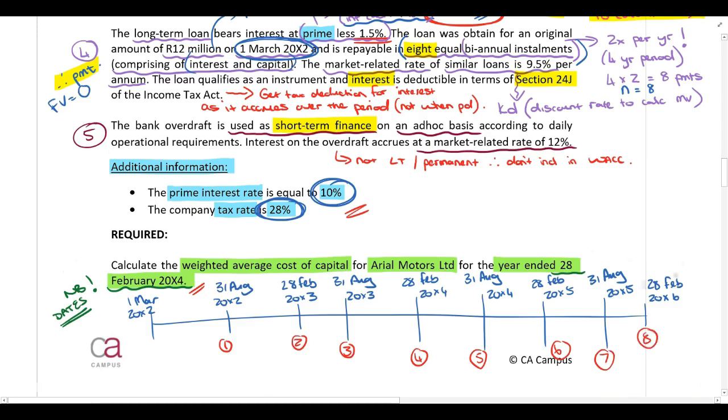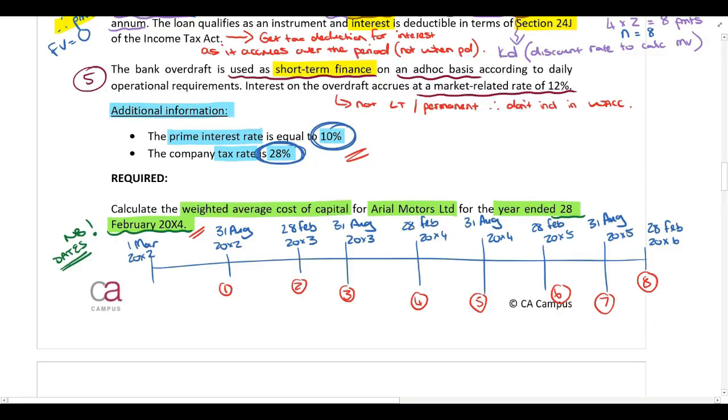We are calculating the weighted average cost of capital at the 28th of February 20x4. So at this point in time over here, we've already made 4 payments, and there are only 4 payments remaining. What are my future cash flows? Cash flow 5, 6, 7, and 8. Those are my future cash flows. Everything else is past cash flows.